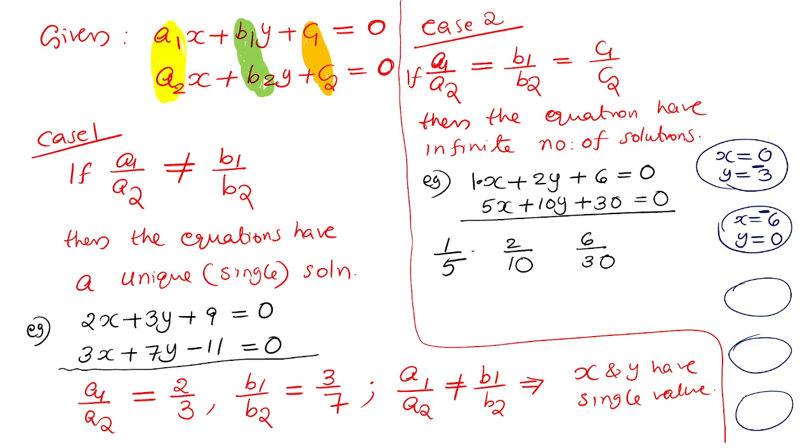So all the ratios are equal, first ratio equal to second ratio equal to third ratio. 2 by 10 is same as 1 by 5 if you reduce it. 6 by 30 is same as 1 by 5 if you reduce it. A1 by A2 equal to B1 by B2 equal to C1 by C2. Hence, infinite number of solutions.